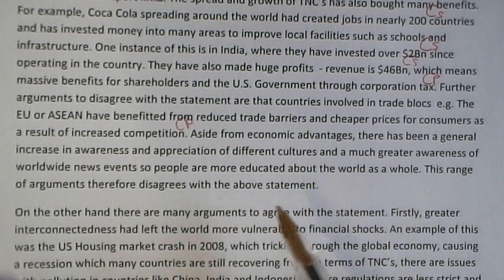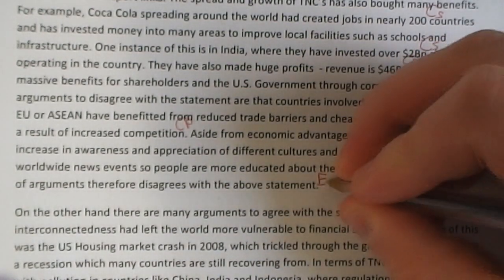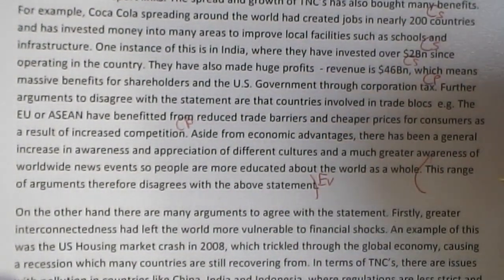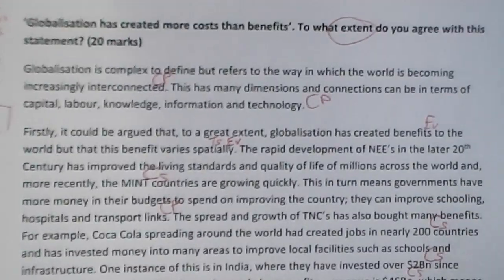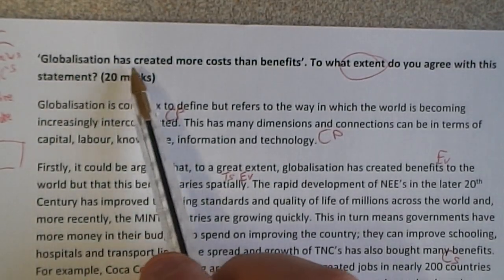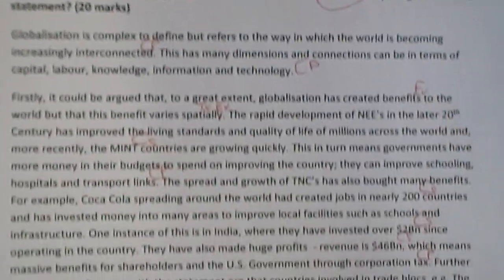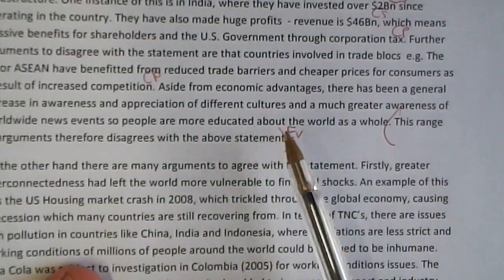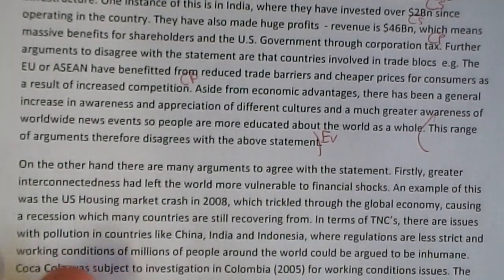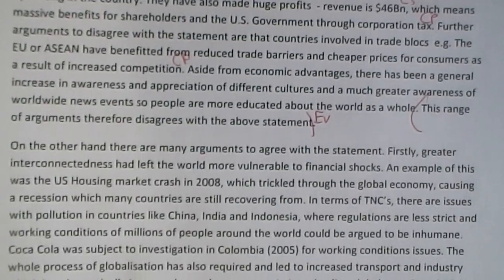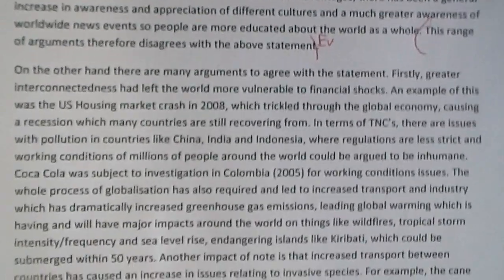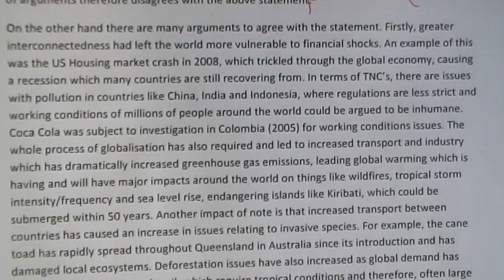This range of arguments therefore disagrees with the above statement. And I absolutely love that bit there, because they're really linking right back to the question. The statement is globalisation has created more cost than benefits. I'm just saying all the arguments I've laid out disagree with that, so that's good evaluation there. Right, so we've done our benefits paragraph, laid out the benefits, explained them, and let's go on to the costs.